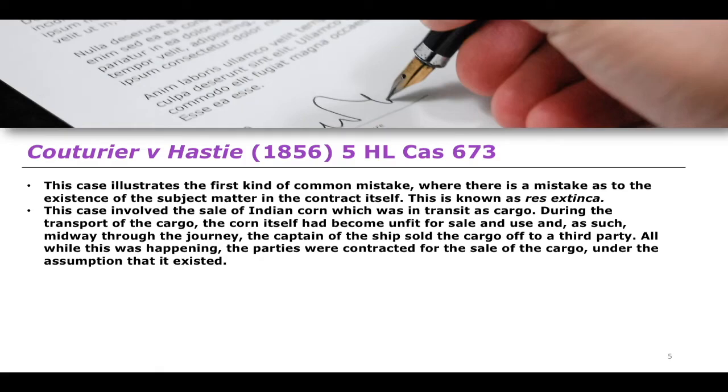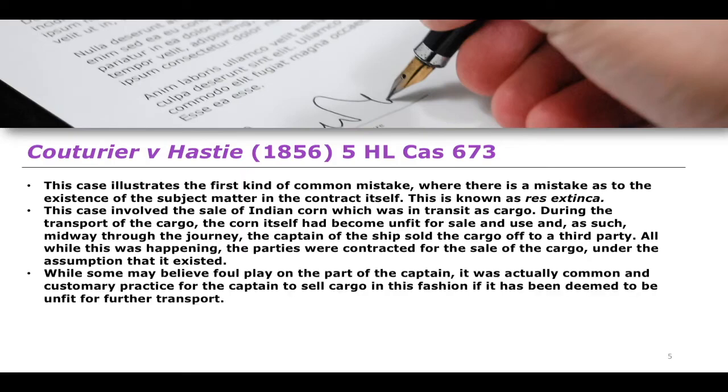During the transport of this cargo, however, the corn itself became unfit for sale and use, and as a result of this, midway through the journey, the captain made the decision to sell the cargo off to a third party. All while this was happening, in a different period, in a different area, the parties were contracted for the sale of the cargo under the assumption that it still existed, that it was still under the control of the captain of the ship.